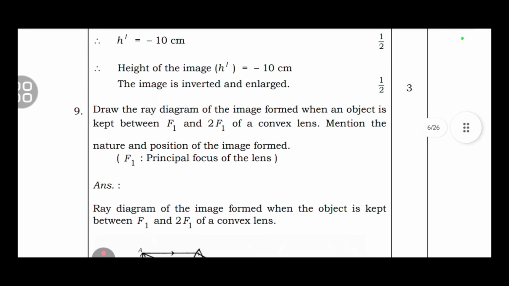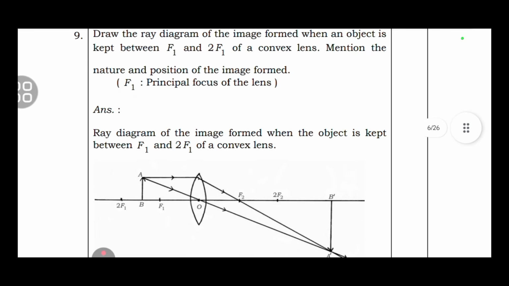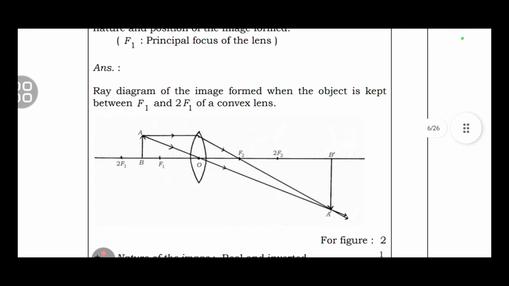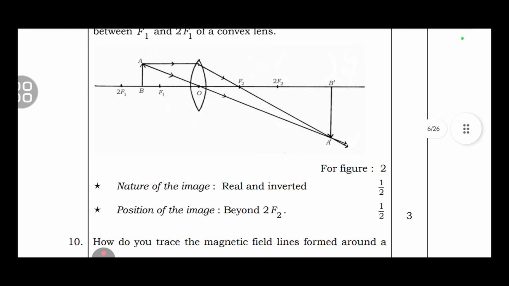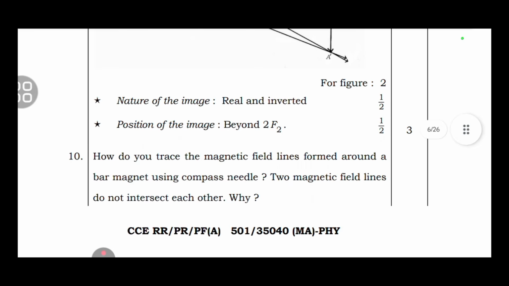Draw the ray diagram. This is a fixed question again. 12 diagrams are there. Do practice these questions and don't forget to mark the locations of 2F1, F1, the center of the lens O, F2, 2F2 and the image position, and here they have given half marks. Nature of the image, real and inverted, they have given half marks. Position of the image beyond 2F2, they have also given half marks.